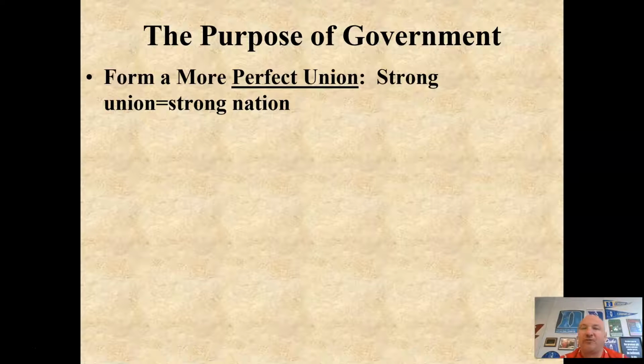Even Abraham Lincoln, as great a president as he was, was so consumed on keeping the Union together in the Civil War that he was going to allow the South to keep their slaves. So it's the idea that we need to be together. Okay, a strong union equals a strong nation.